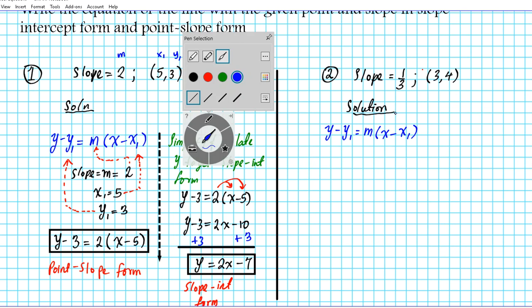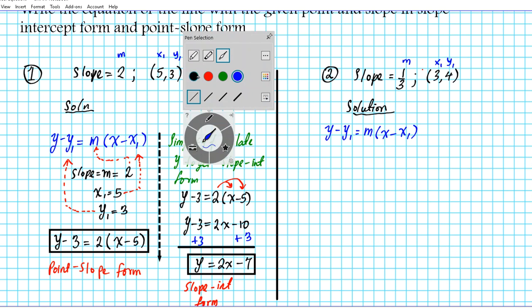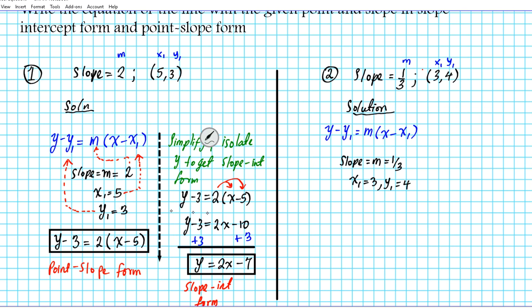Okay, we know what y1 and x1 are, right? So this is x1 right here, this is y1, and the slope is m. Let's go ahead and write it down again. The slope, which is m, is the fraction 1/3, x1 is 3, and y1 is 4. So we're going to substitute as we did in number 1. Let's carry out the substitution. We have y minus y1, which is 4, equals m, 1/3, times x minus x1, which is 3.